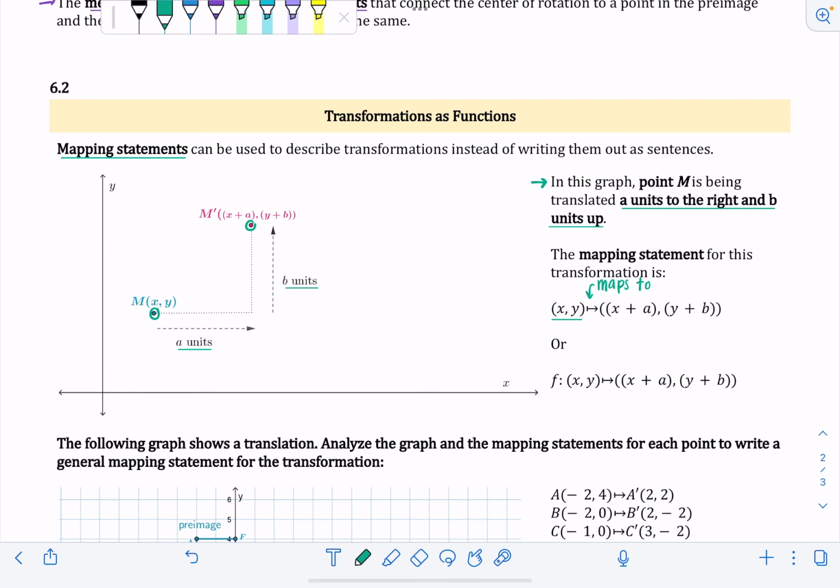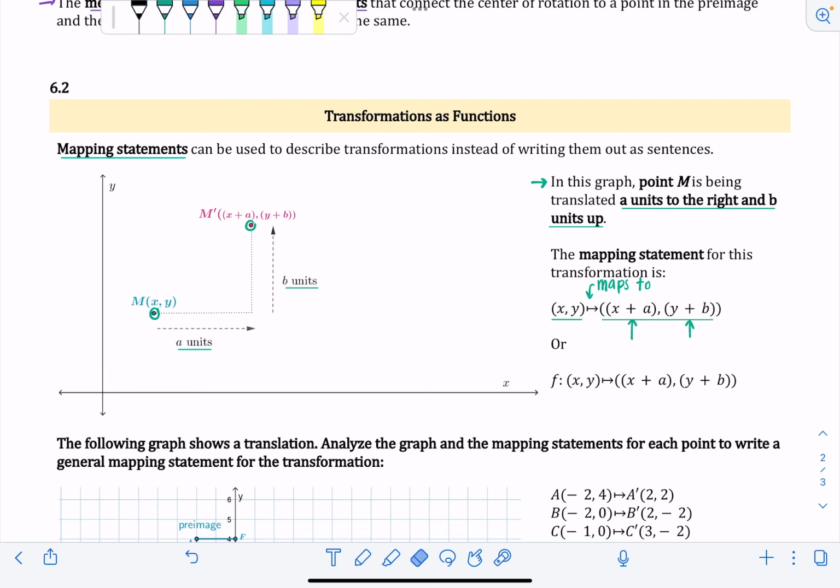So (x, y) maps to (x + a, y + b). Since we're moving a units to the right, that's the positive direction for x, so that's why we're adding. And then we're moving b units up. That's the positive direction for y, so that's why we're adding here. If we were moving left, you would see x minus a number, and if we were moving down, you would see y minus a number.